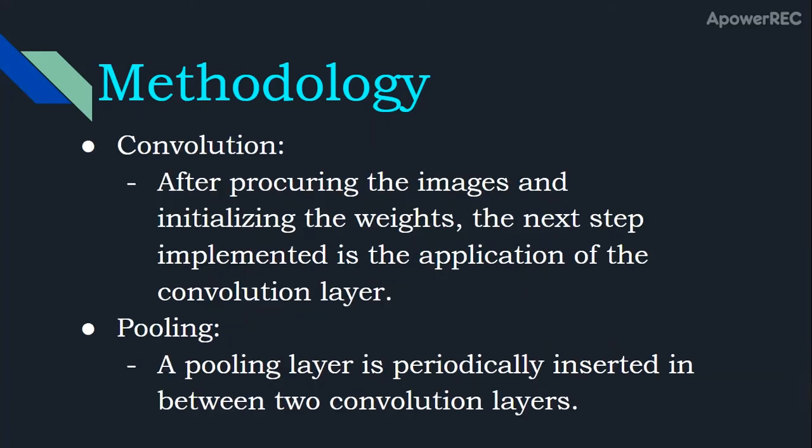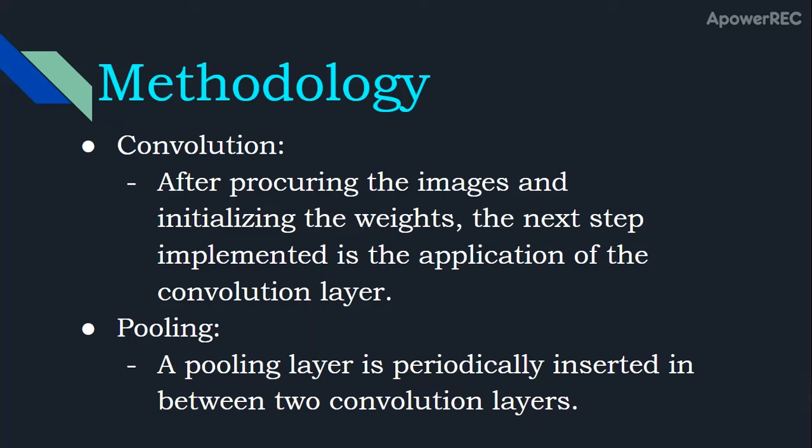The next is the convolution. After procuring these images and initializing the weights, the next step is the application of the convolution layer. Convolution is basically a mathematical operation which provides a way of multiplying two arrays of numbers, generally of different sizes but of the same dimensionality, to produce a third array of numbers of the same dimensionality.